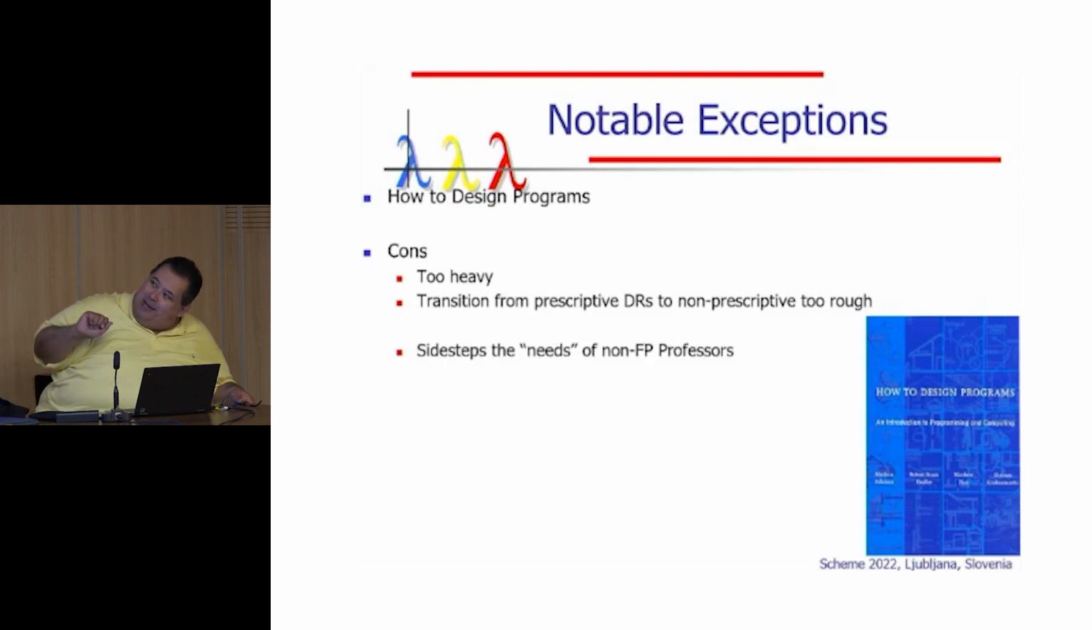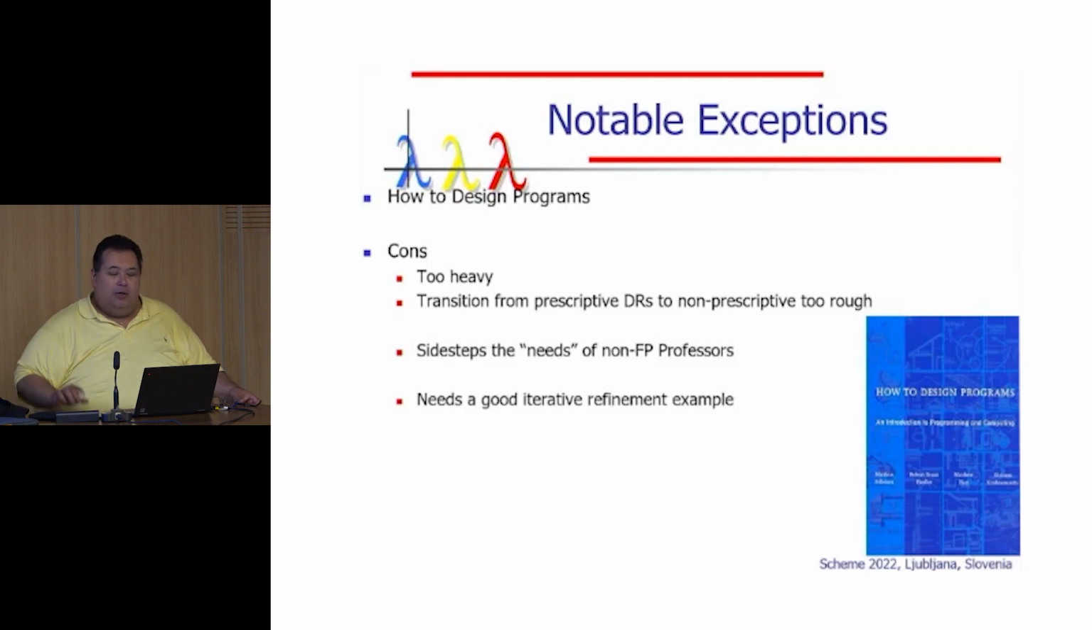And it also sidesteps the needs of other professors who are not into functional programming. The professors that are telling you, pardon me, but damn it, I want to see objects and I want to see mutation in the first year curriculum. It also lacks a good iterative refinement example. There's no big example that you can carry through the semester and say, as you learn more programming, we can make the solution better. And it doesn't explain what functions are.